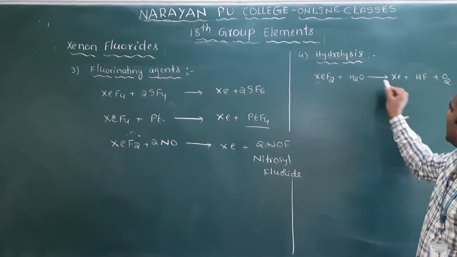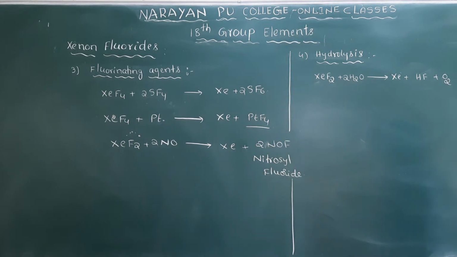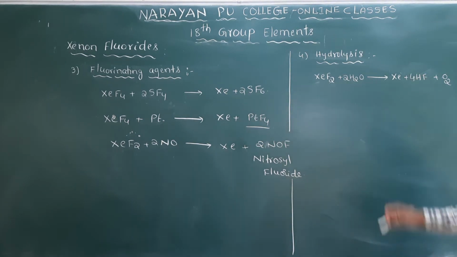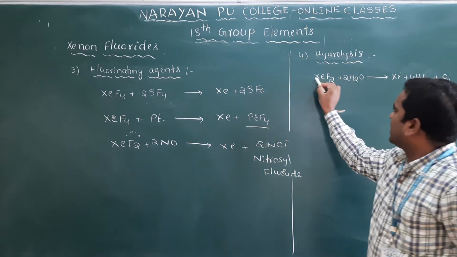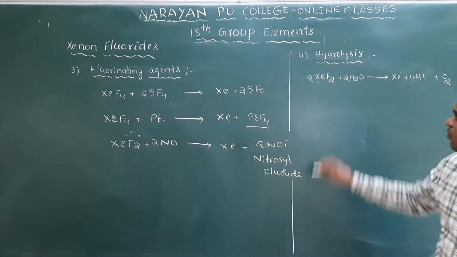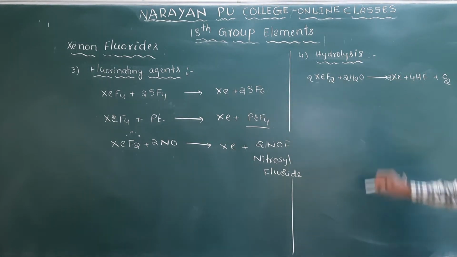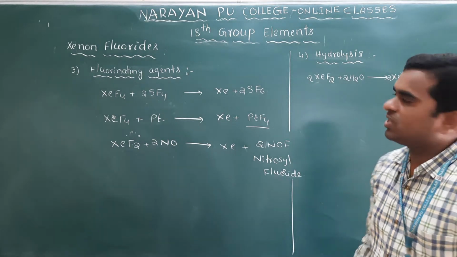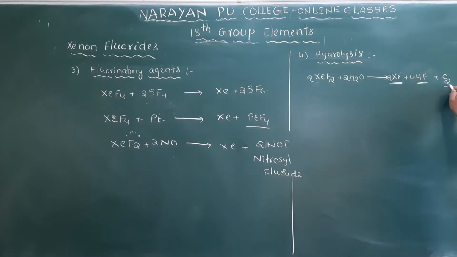So you know that here oxygens, 2 are there, but here 1 is there. Multiply this one with the 2. When I multiply with the 2, hydrogens 4 are there, and here only 1, so multiply this one with the 4. Then 4 fluorine atoms, so here I have to multiply with the 2. And here xenon is 2 and here 1, so multiply this one with the 2. So when xenon difluoride reacts with the water, we will get xenon, HF and oxygen.